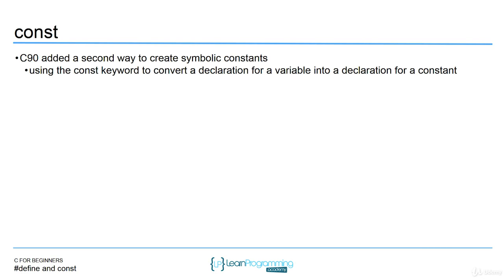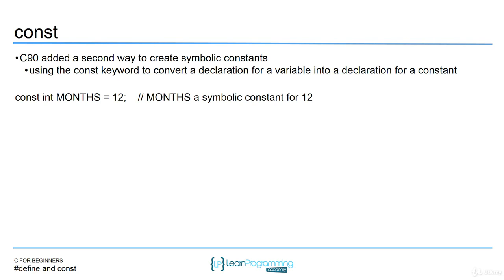Another way you can create constants in C is a more recent mechanism. C90 added basically another way, which is providing the const modifier. You can use the const keyword to convert a declaration for a variable into a declaration for a constant. And this will allow you never to be able to change that variable. So all you do is you say const, and then the data type, and then the name of the variable. And what this does in this example, it's going to now make months a symbolic constant for 12.